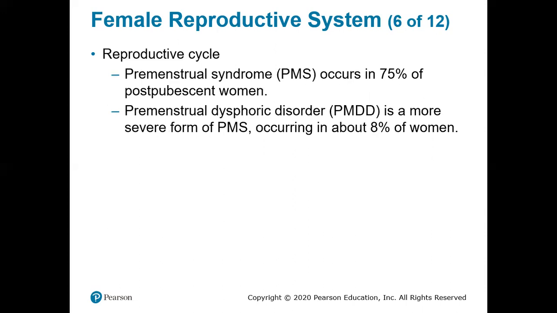Premenstrual syndrome, or PMS, occurs in 75% of postpubescent women. Premenstrual dysphoric disorder, or PMDD, is a more severe form of PMS, occurring in about 8% of women.